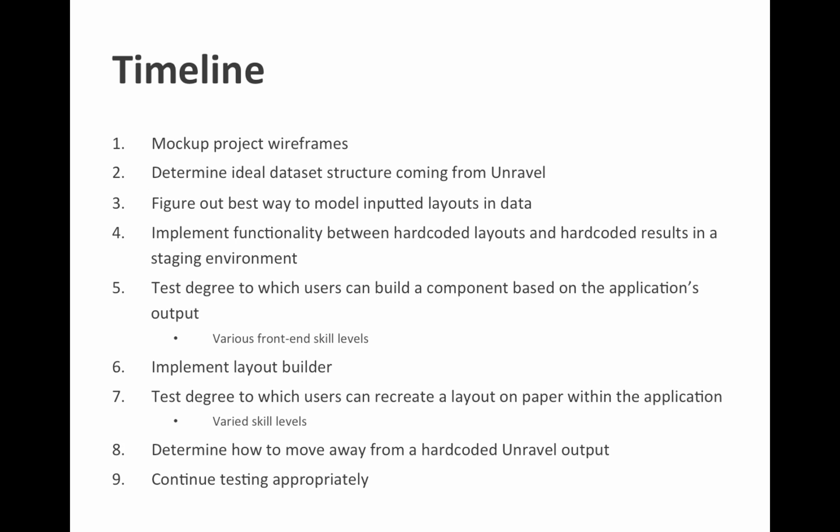After that, I'll be able to get a better idea of what the data set's going to look like with each Unravel API request and response. After that, I'll need to figure out how to model the layouts that users build within the application, so that I can send that information to the Unravel API. And after that, I'd like to implement the functionality just with hard-coded data, to get more detail-oriented development out of the way. From there, I'll be able to test the degree to which users can build out these components given the output of the application.